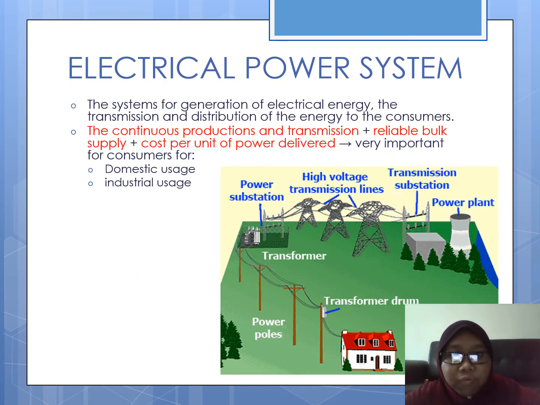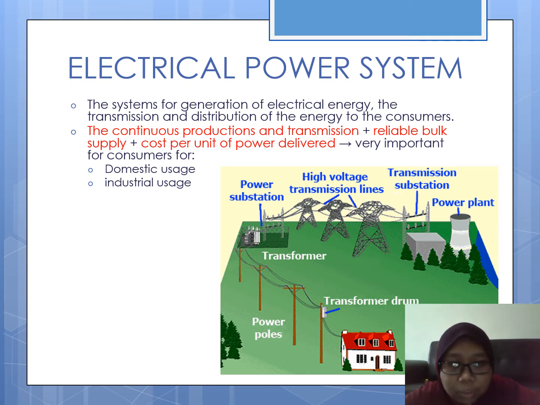Okay, then we move to electrical power system. So the red color letters are very important. The continuous productions and transmissions, plus the reliable bulk supply, plus the cost per unit of power delivered. For consumer, it can be divided into two, which is domestic usage and also industrial usage.